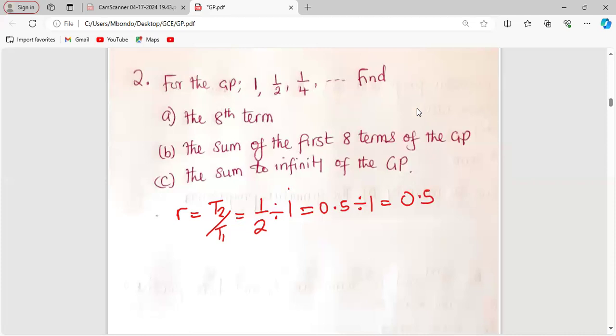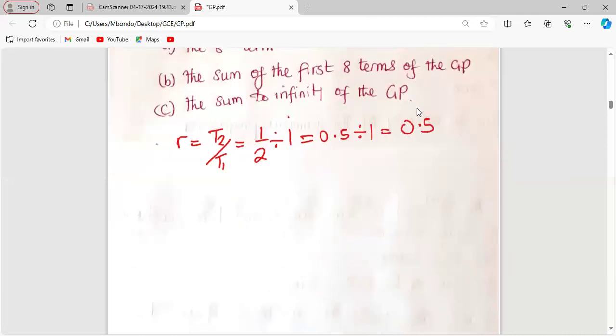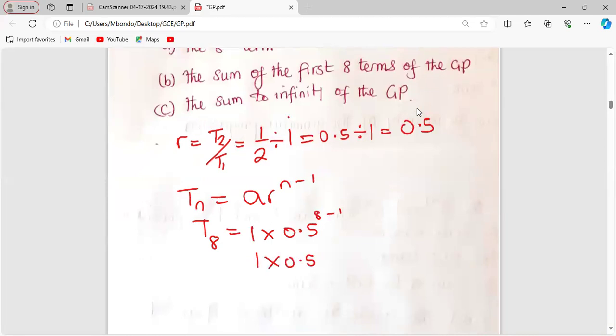This is our common ratio. Now we are supposed to find the eighth term. So we're going to say this is our formula, and we want to find our eighth term here. The first term is 1 multiplied by 0.5 to the power 8 minus 1, which is 1 multiplied by 0.5 to the power 7, just the same as 0.5 to the power 7, because when you multiply by 1, it will still be the same thing.